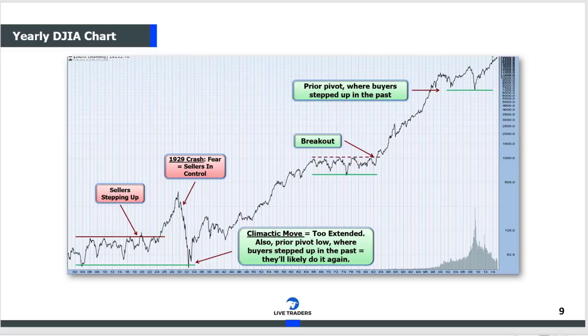And then by the time you get to the tippy, tippy, tippy top, that's when all the novice people out there, all the scaredy pants out there, all the people that aren't versed in how the market really works, that's when they get in, right about ready for the next pullback.